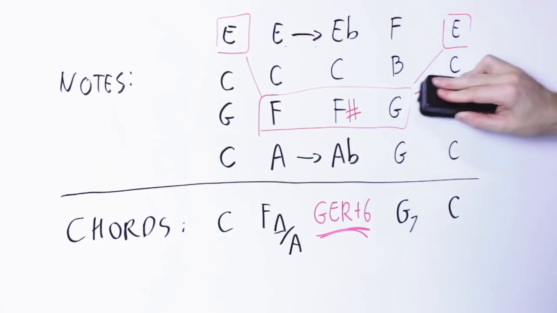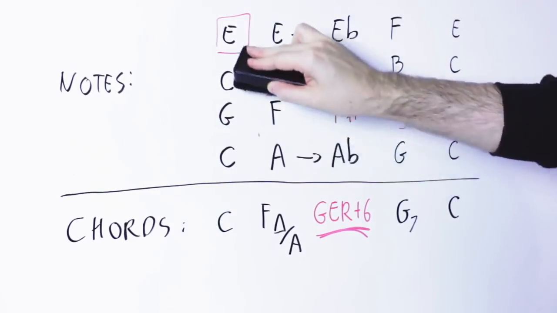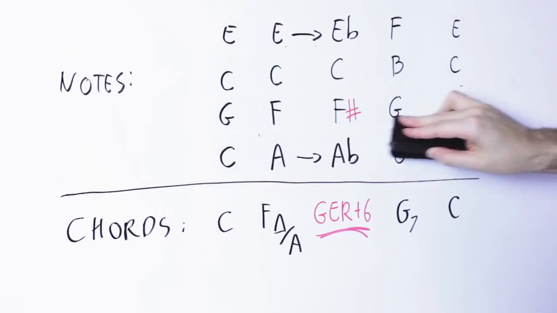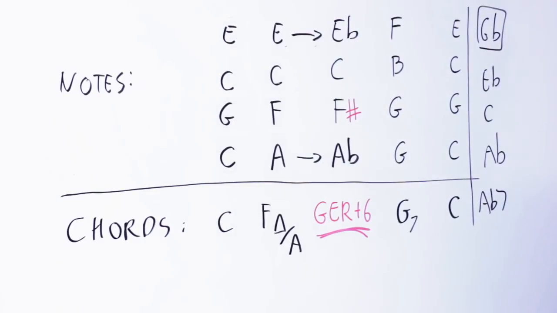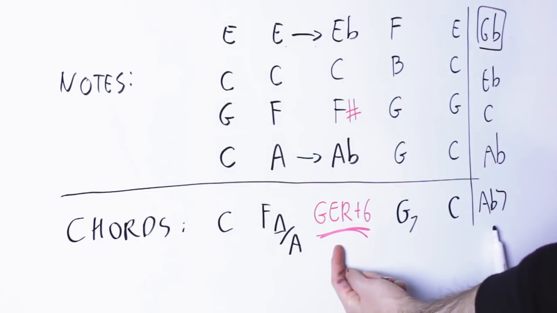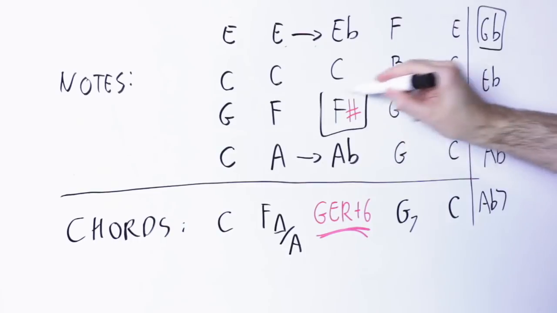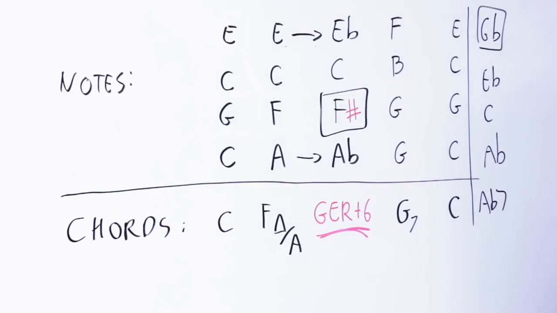Now, this German Augmented 6th is enharmonic to an A flat 7 chord. The A flat 7 chord will have A flat, C, E flat, like this, but it will have a G flat as the 7th, while here we have an F sharp, and that's why this chord is called Augmented 6th and not Dominant 7th. More explanation in the previous video.